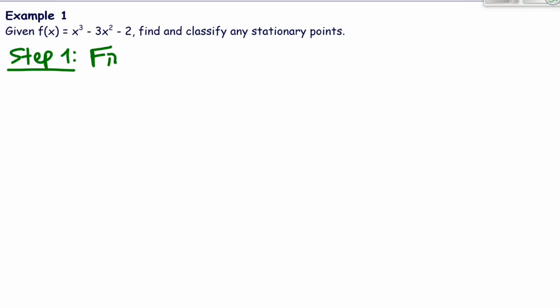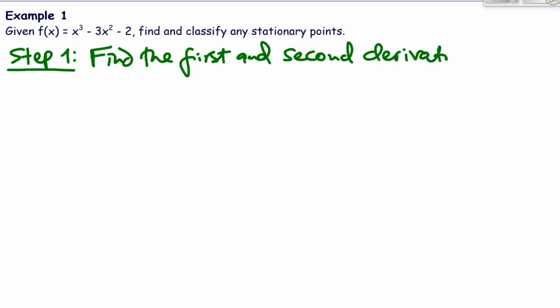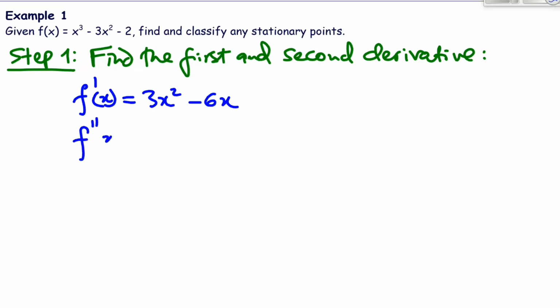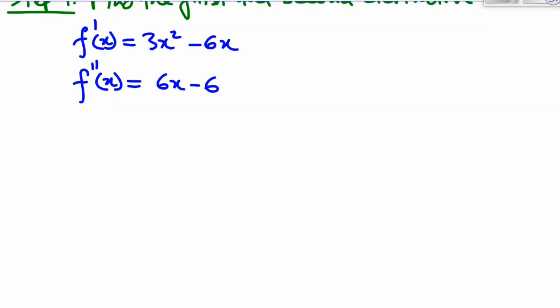So find the first and the second derivative. Okay, so the first derivative here is 3x squared minus 6x, and the second derivative is 6x minus 6. So step 1 done.